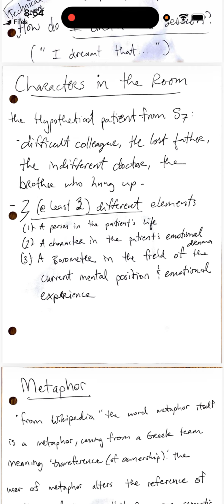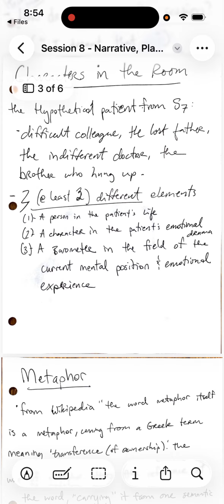So we have the patient from session 7. They tell you about a difficult colleague, that they lost their father, that there was this indifferent doctor, and the brother who hung up on them. So at least three different elements that could be drawn out. One, each of those characters definitely can be and is a person in the patient's life and can be addressed at that level. And sometimes that's necessary. Two, these could be characters in a patient's personal emotional drama. So you can see a difficult colleague, a lost father, indifferent doctor, brother, all could represent the same person from their past, and could be a way in which they are engaging with a templated idea of how to approach a person in authority, father, doctor, or male, brother, colleague. And I'm assuming just for this moment, the colleague is male.